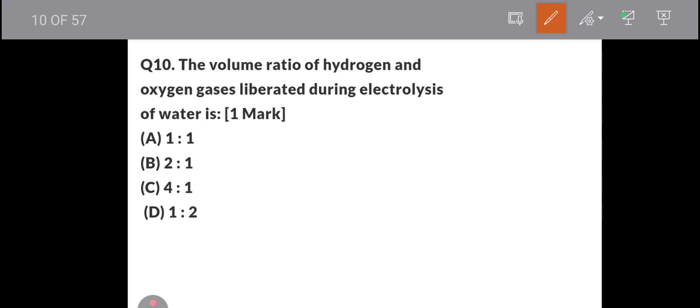Let's move to the next question. The volume ratio of hydrogen and oxygen gases liberated during the electrolysis of water. So we have discussed this question also. Whenever we are doing electrolysis of water, just see this equation. H2O will be giving what? Hydrogen plus oxygen gas.